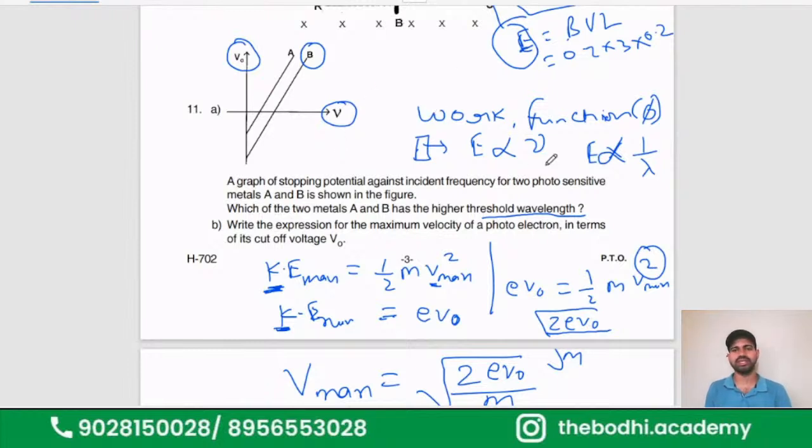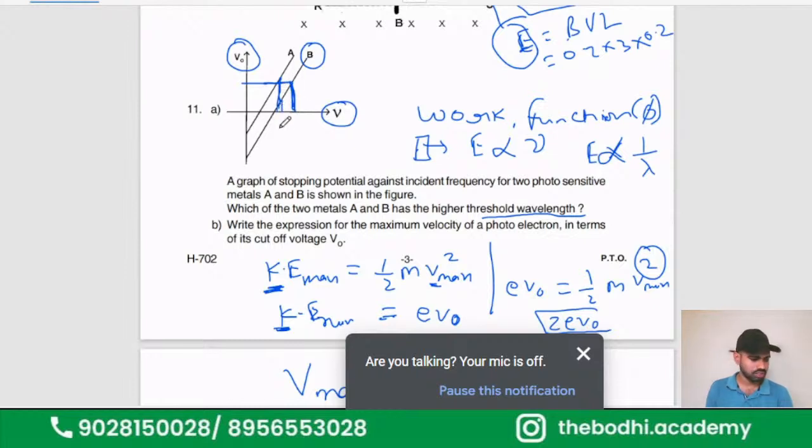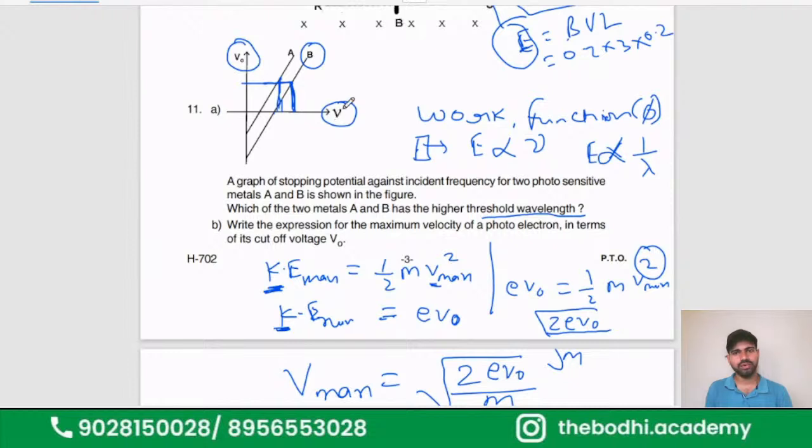Okay, I'll answer. Let's see. We know that work function and 1 by lambda, how are they proportional? Inversely proportional. Now look at the values. We'll check at every single point, even if you take this point and this point. For the same stopping potential, check two different values, isn't it? Which is greater? For B, it is every time greater. What is greater? Threshold frequency.